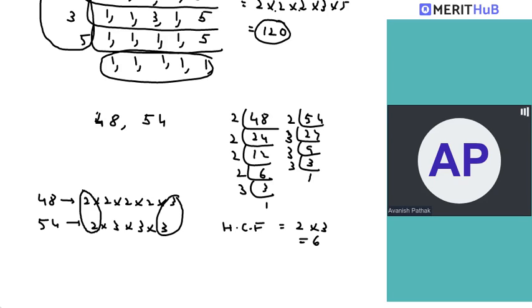Now, moving ahead, we also go for a couple of problems related to rational and irrational numbers. Any rational number can be written in the form of a by b, where a and b are whole numbers. So now we are going forward to rational and irrational numbers.